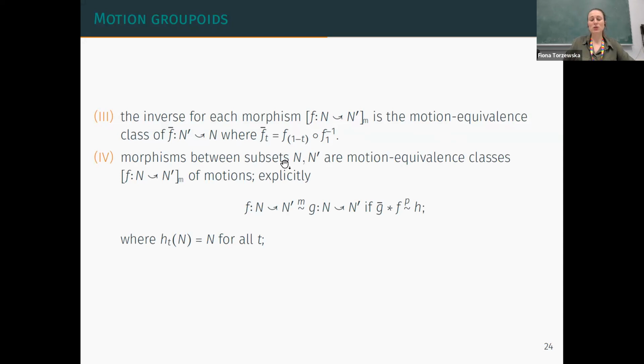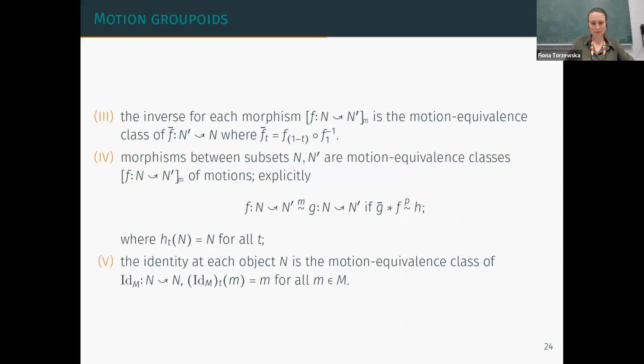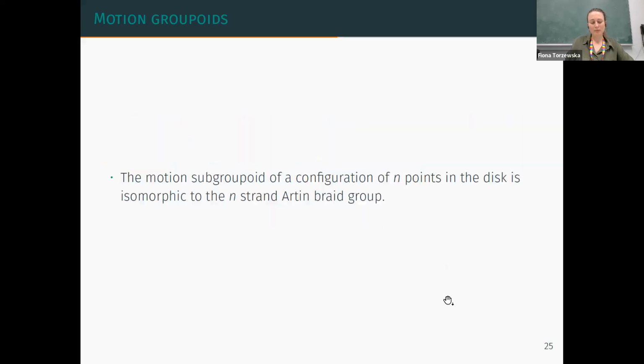So what does it mean to be a motion equivalence class? Well, we have that motions F from N to N prime and G from N to N prime are equivalent if G bar star F is path equivalent to what we call a stationary motion H. So a stationary motion is one that fixes the set N that we're interested in for all t. And the identity is just given by this path, which is the identity at all points.